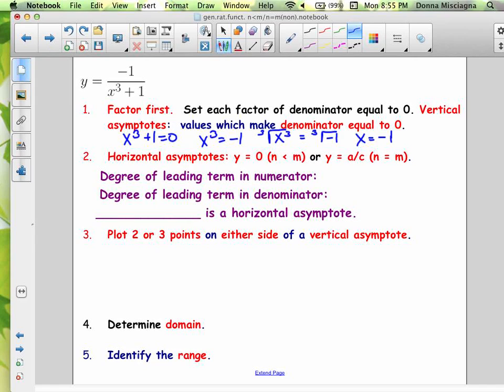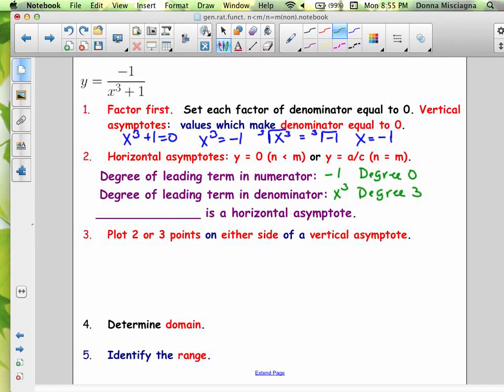Let's find the horizontal asymptote. We find the horizontal asymptote by finding the degree of the leading term in the numerator and the leading term in the denominator and comparing. All right, so we have a -1 is the only term in the numerator. That is degree 0, because there's no x's. So having a constant is the same as having x to the 0 power, which would be 1. The degree of the leading term in the denominator, we have an x cubed, so that's degree 3.